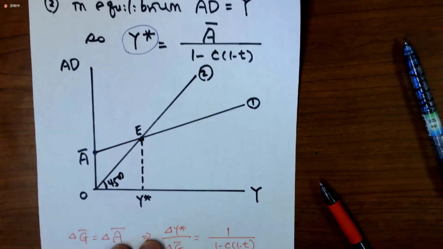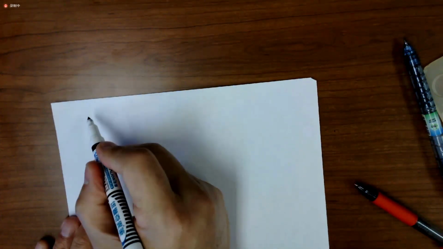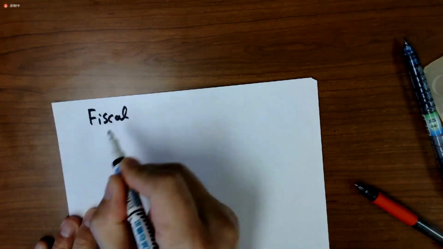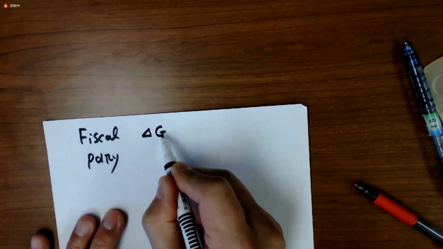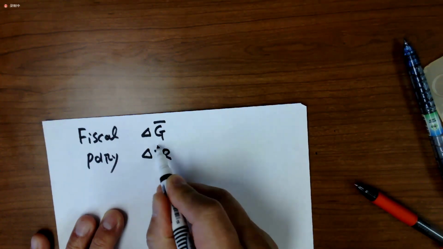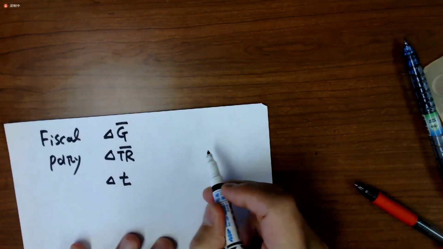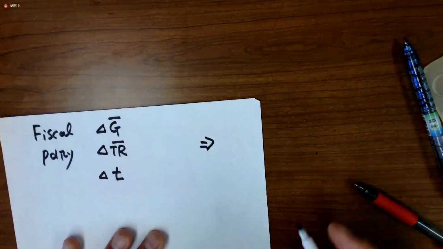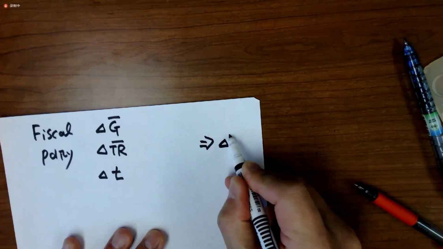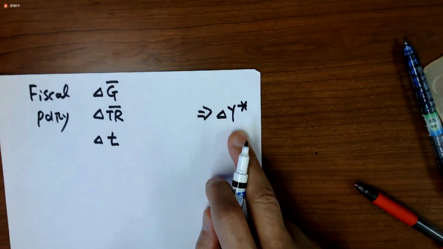And then on Wednesday, we talk about what happens to the equilibrium output whenever we consider the government's fiscal policy, referring to a change in government spending, a change in transfer payment, and a change in the tax rate. The bottom line is that any of the three policy changes will lead to changes in the equilibrium output. This is the business cycle fluctuation.